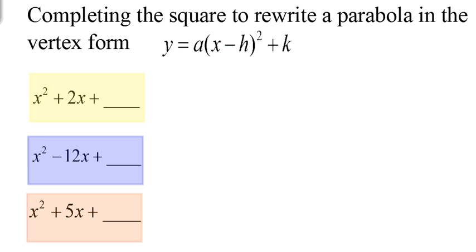In this video, we're going to review how to complete the square to rewrite a parabola in vertex form. The first thing we need to know is how to actually complete the square. And the process to complete the square is to take this term in front of x and take half of it squared. So oftentimes we write that as half the middle term squared.